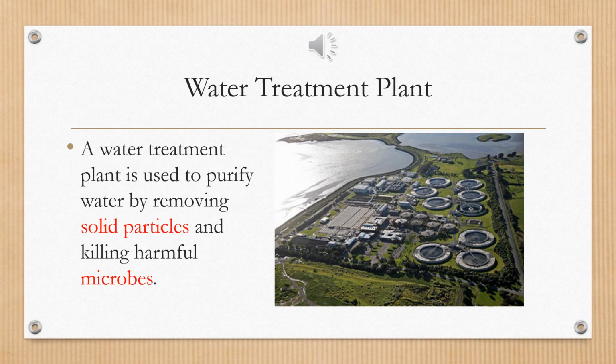Much of the water which we get from the water bodies is not suitable for drinking. It may be contaminated. Contaminated means it may consist of many impurities and may cause diseases like diarrhea, typhoid. So, to make this water drinkable, it must be treated. A water treatment plant is used to purify water by removing solid particles and killing harmful microbes. Microbes means germs.